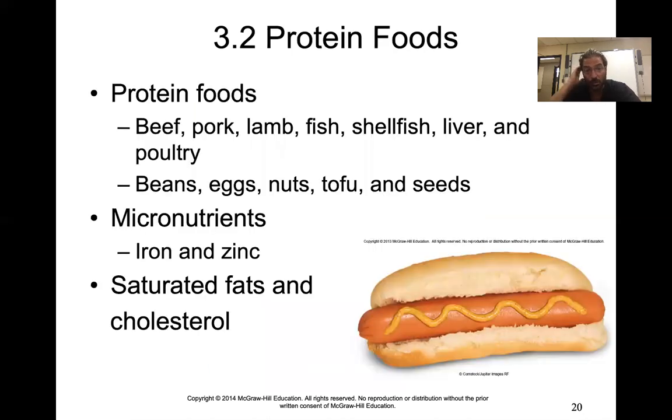All right, so protein foods would be beef, pork, lamb, fish, shellfish, liver, poultry. If you're a vegan, beans, nuts, tofu, and seeds. Some vegans or vegetarians will consume eggs. It depends on your belief or how strict you are about that. Micronutrients would be iron and zinc. Those are consumed in some of these protein foods. They're already in it. All right, and saturated fats and cholesterol.